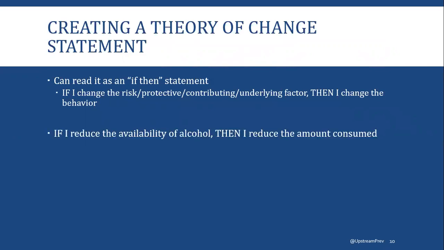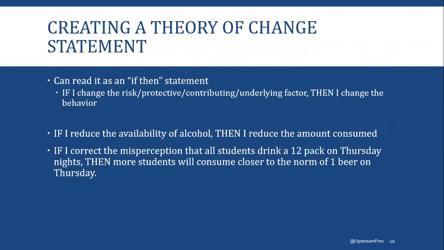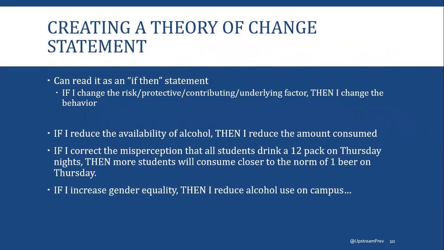So we can think about it as, if I reduce availability of alcohol, then I reduce the amount consumed. That's the whole premise that the college aim works off of for the environmental strategies. We can think about, if I correct the misperception that all students drink a 12-pack on a Thursday night, then more students will consume closer to the norm of one beer on Thursday. So we can see here we started to toss in some data, putting in much more specifics than that first one. But we're thinking about, if I change these things, then what's the behavior that's affected?